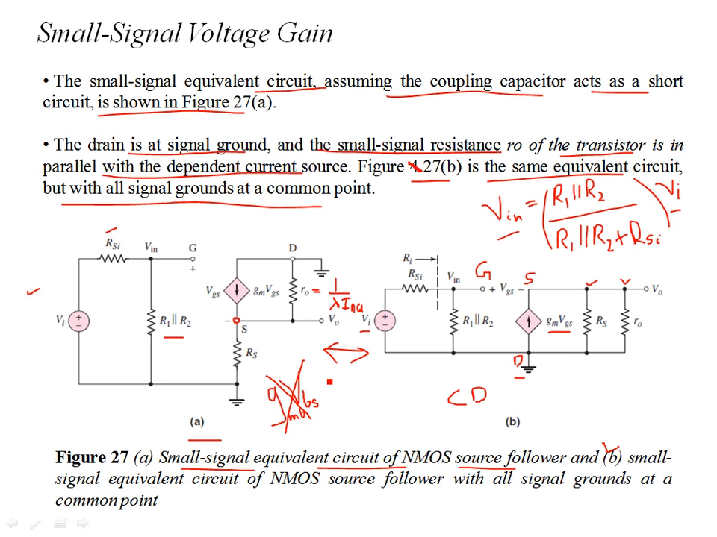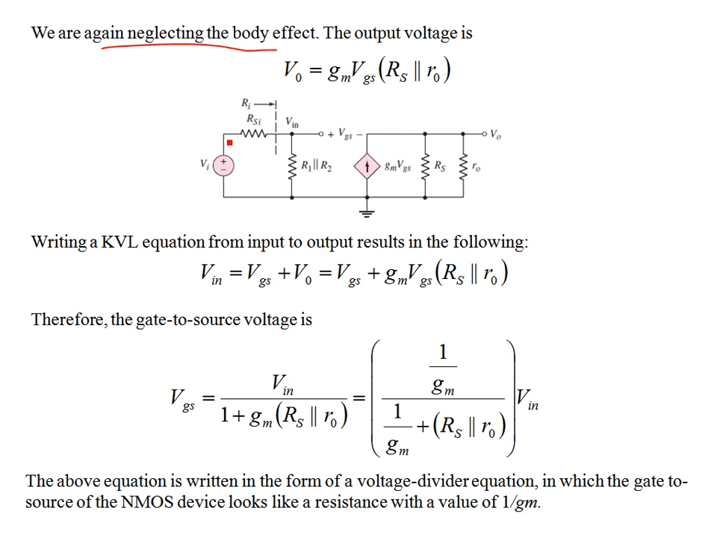So we are assuming that whatever is the potential at the source, we have the same potential at the body. So VBS is zero. We are neglecting the body effect.